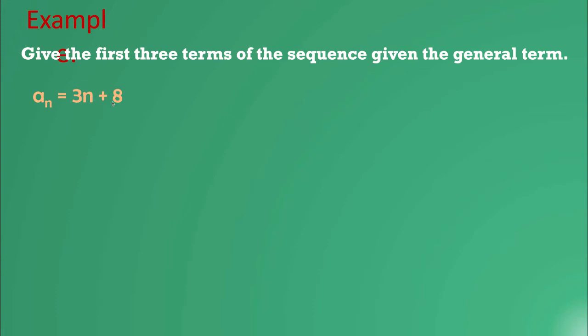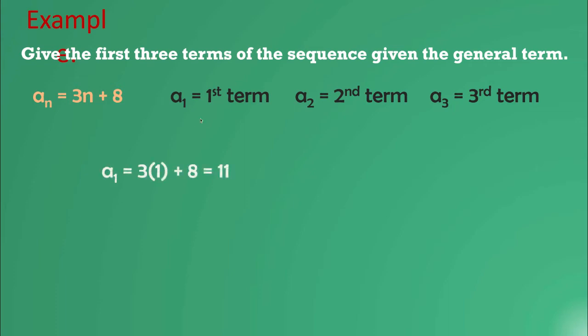Now, take note that a sub 1 is our first term, a sub 2 is our second term, and a sub 3 is our third term. Now, to find a sub 1 or the first term, simply replace this n in the general formula by 1. So you will have a sub 1 equals 3 times 1 plus 8 equals 11. So the first term is 11.